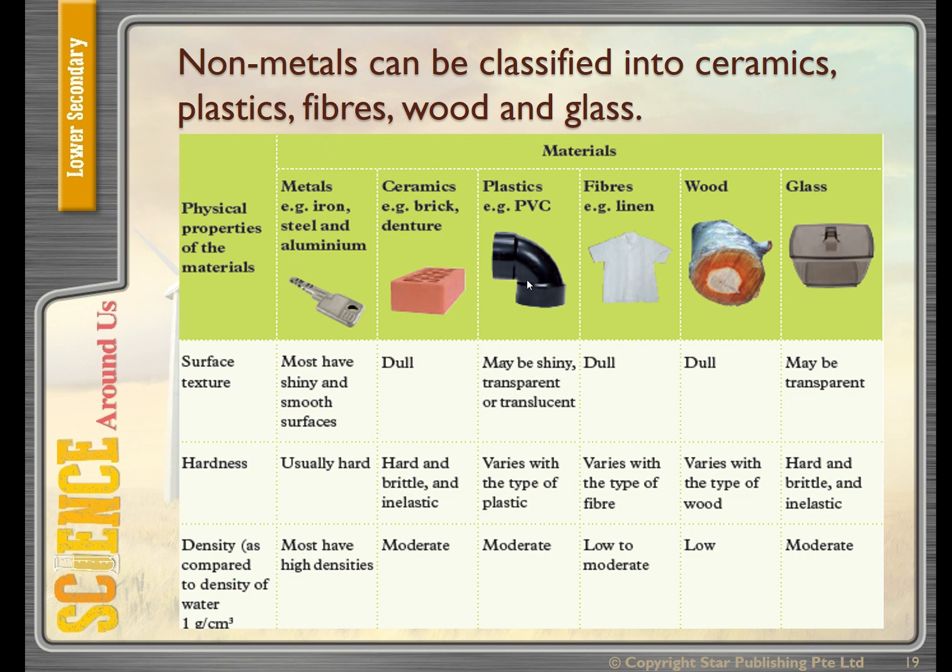Alright, so for metal, usually for the physical properties, most metals will have shiny and smooth surfaces. They are usually very hard, and most metals have very high density. For ceramic, plastic, fiber, wood, and glass, they all have different surface texture, different hardness, and different density. Now for this, I will leave you to read.